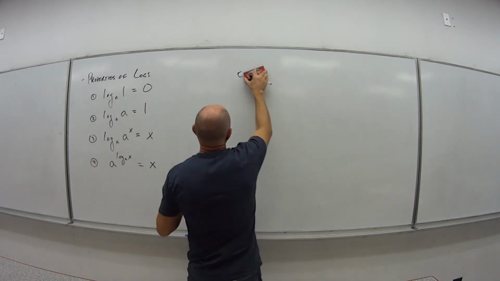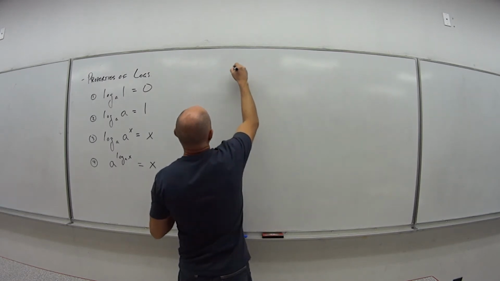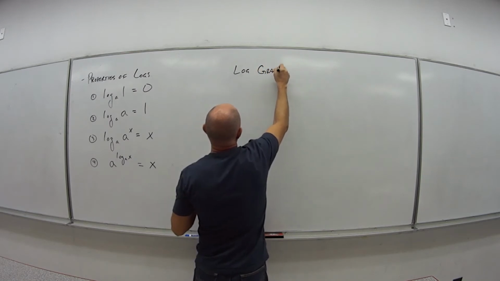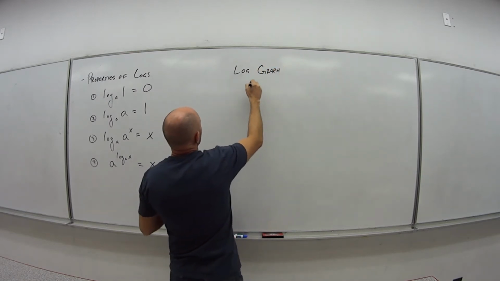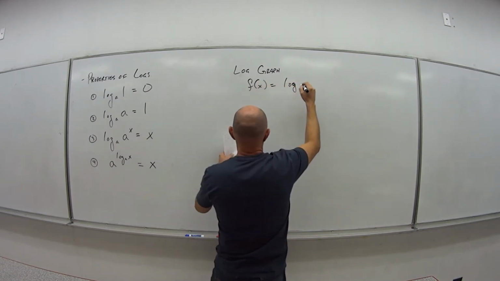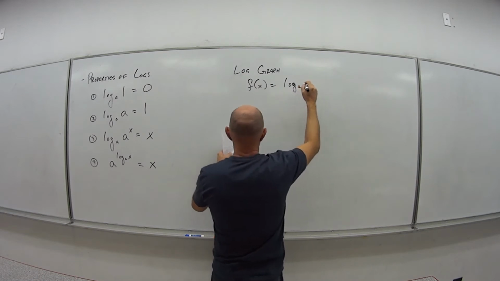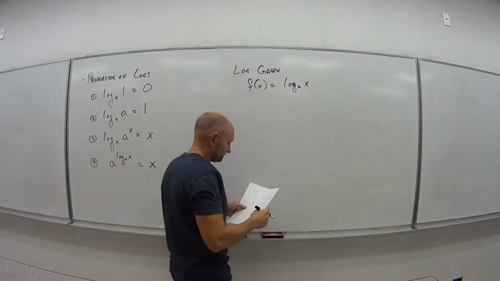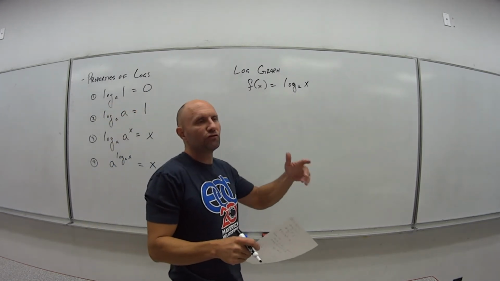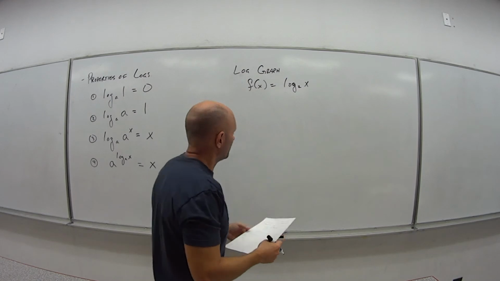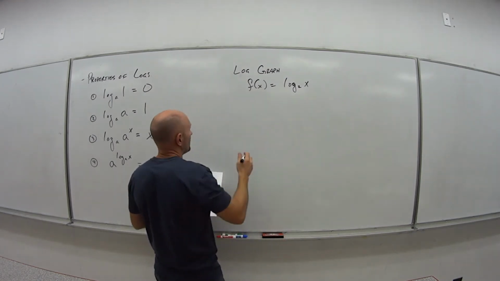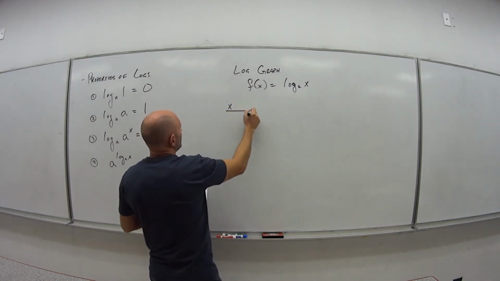So let's just call it the log graph. So if f of x is equal to log base 2 of x, the base doesn't really matter here, because the base is just our exponential, but the graphs are all going to look the same. It'll change a little bit because of the base, but it still has the same general shape. Well, let's build a table here.